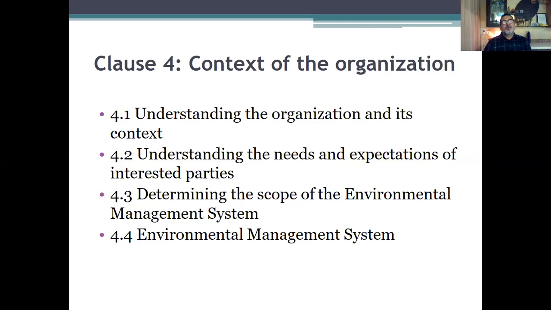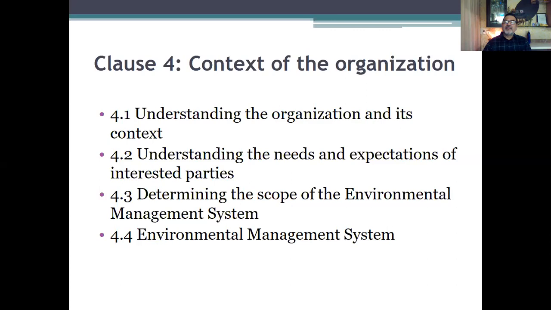Clause number 4, context of the organization. 4.1, understanding the organization and its context. This clause is significantly more prescriptive than in the 2004 version of the standard, and it requires the organization to determine all internal and external issues that may be relevant to the achievement of the objectives of the environmental management system itself. This includes all elements which are and may be capable of affecting these objectives and outcomes in the future.